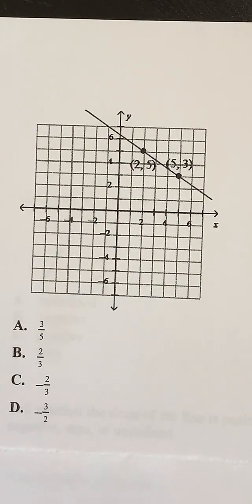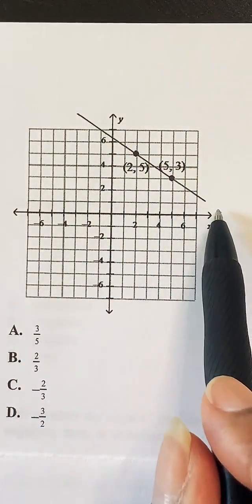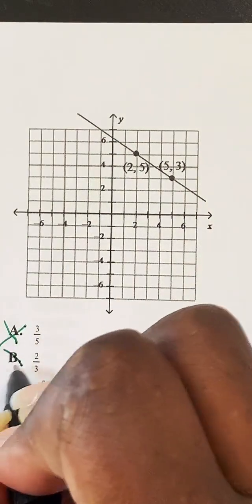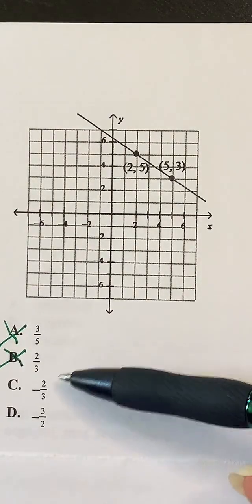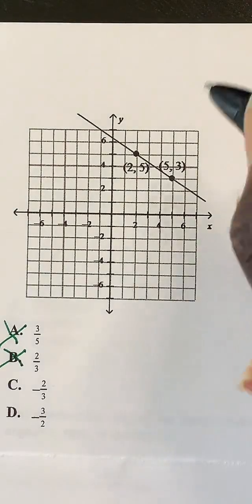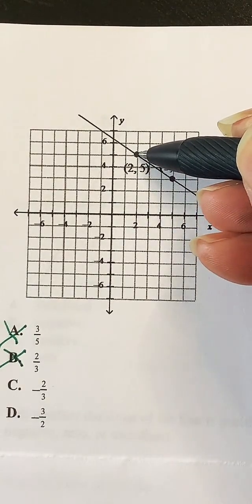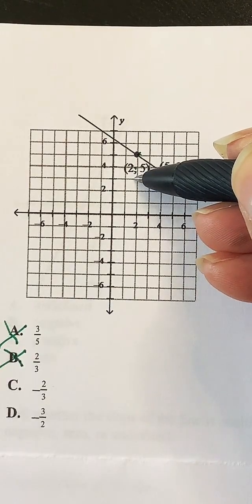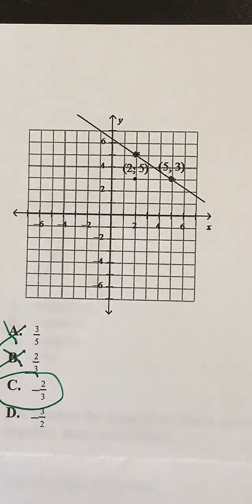Good. All right. So all we're doing, looking at my slope from left to right, it's going down. So immediately A and B is out. So now I need to figure out, is my rise 2 or is my rise 3? I can start at either point. I'm going to start at this one. For me to go from this point to this point, I need to go down 1, 2. If I know that I was going down 2, I immediately see that this is my answer.